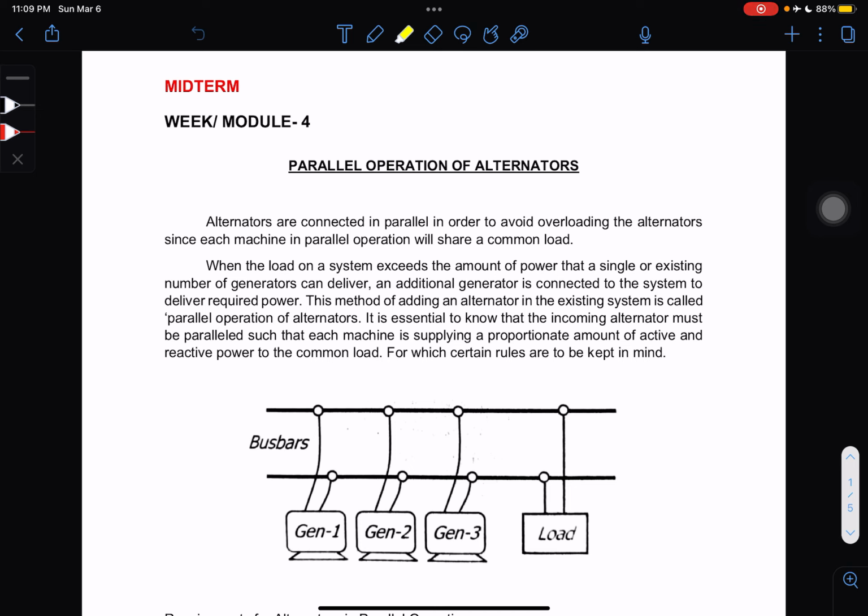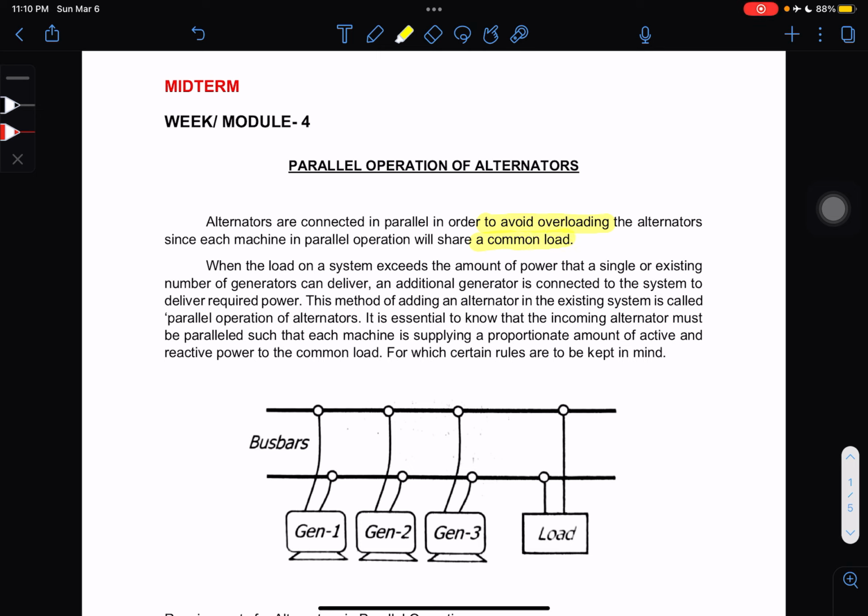Alternators are connected in parallel in order to avoid overloading the alternator since each machine in parallel operation will share a common load. So nganong ang atong alternator is connected sa parallel. Giingon diri to avoid overloading since atong tagsa ka machine, so dapat naka-share in a common load.